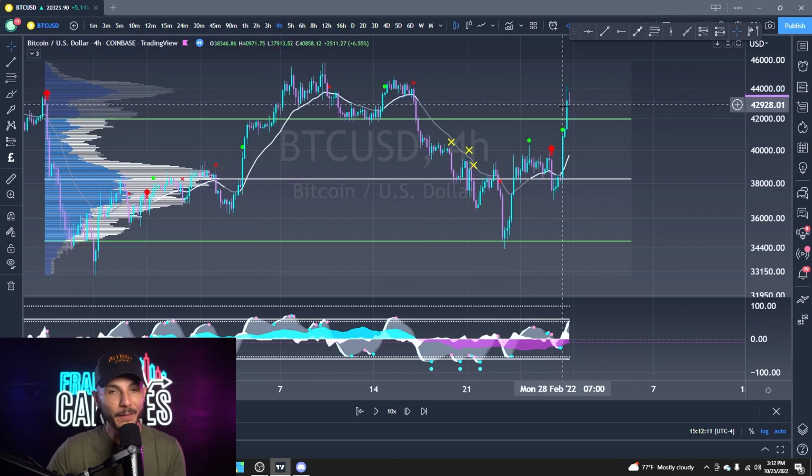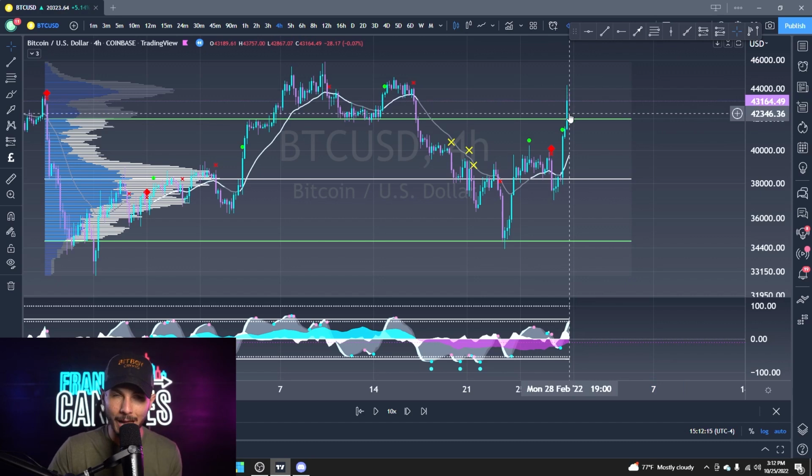Now, if I were to take a short position from this level, where would the most logical take profit levels be? Now, this obviously depends on if you're looking for a swing trade or a day trade or a scalp trade. Depending on what time frame you're trading on, this will obviously vary.